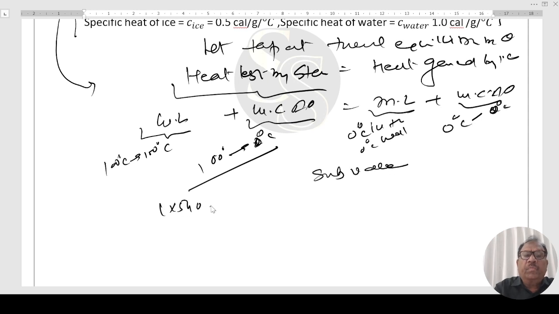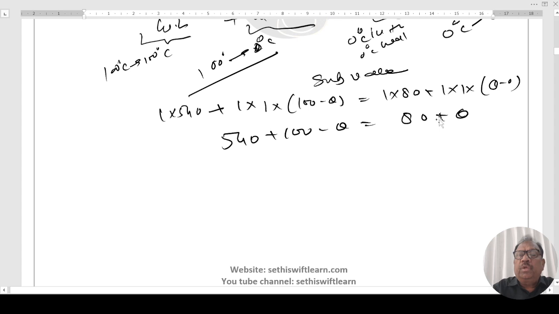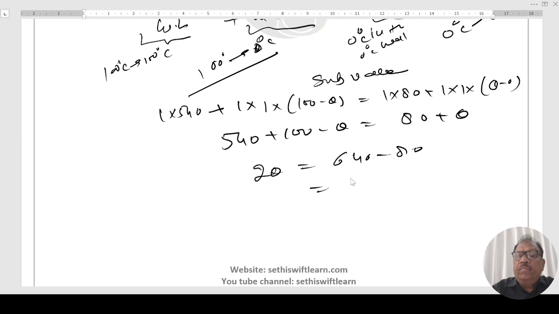Now substituting: 1 into 540 plus 1 into specific heat of water, which is 1, into 100 minus theta, equals 1 into 80 plus 1 into theta minus 0. Right? This is your heat loss by this and heat gain by this. 540 plus 80, 100 minus theta equal to 80 plus theta. Then 2 theta comes out to be 640 minus 80, that comes out to be 560. 2 theta, theta comes out to be 280 degrees centigrade.